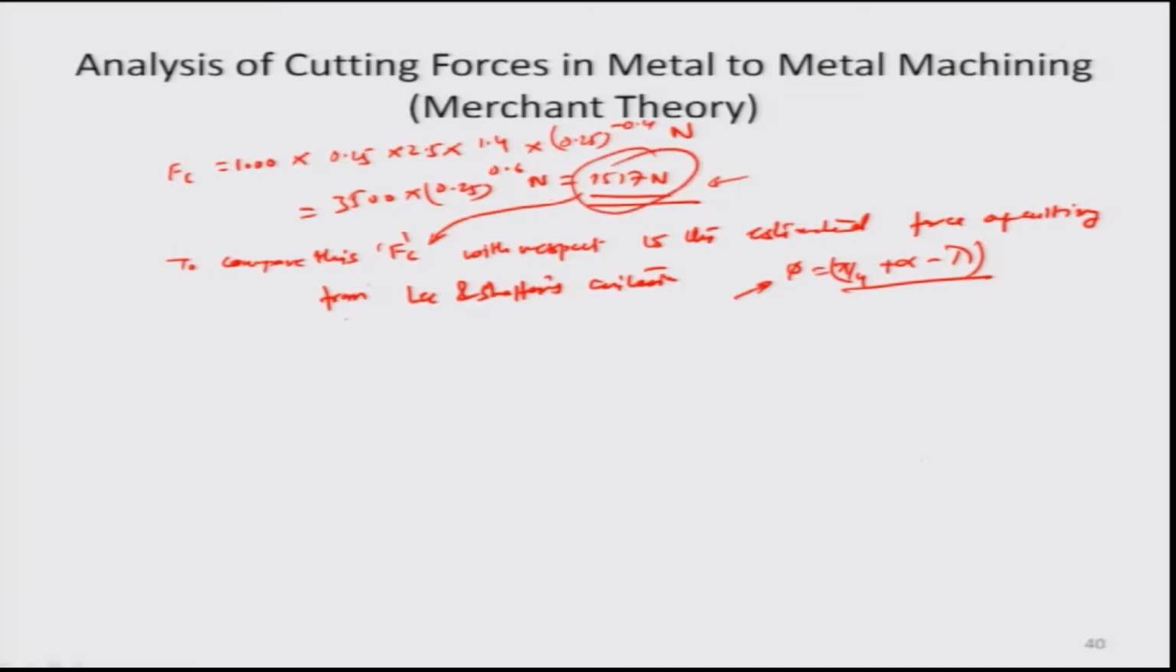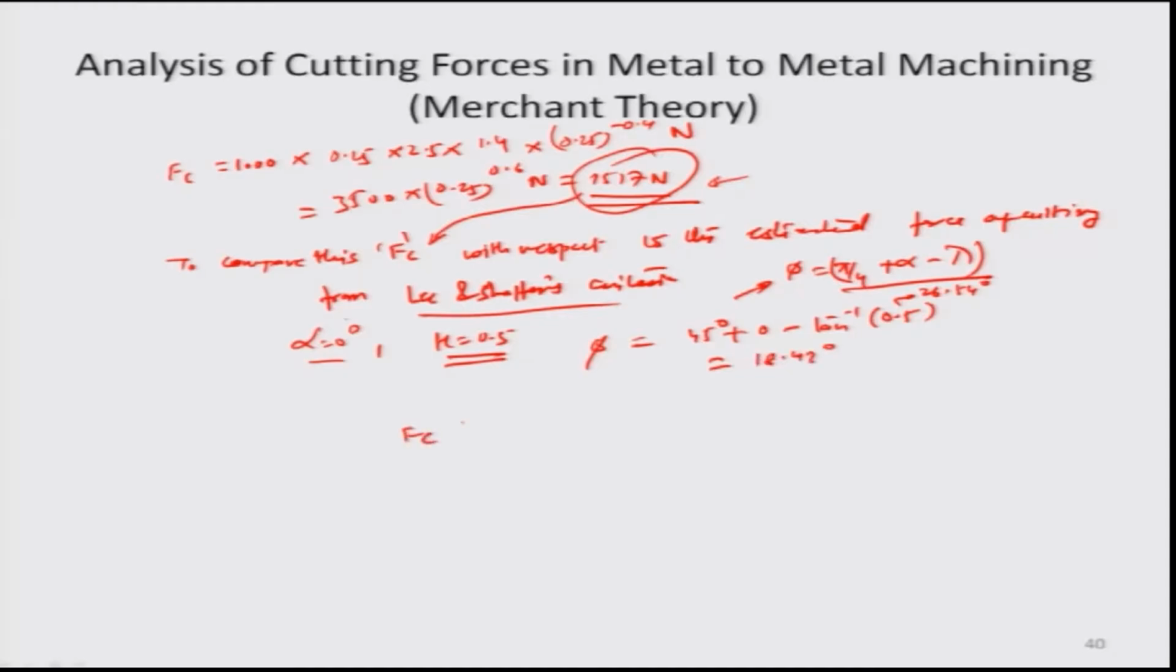So, in this case, let us assume that alpha equals 0 degrees, a rake angle of a tool which is almost vertical, and mu, as we have assumed earlier, is 0.5. The phi calculated from the Lee-Shaffer condition is 45 degrees plus 0 minus tan inverse of 0.5, which is actually 26.54 degrees, and this becomes equal to 18.43 degrees.